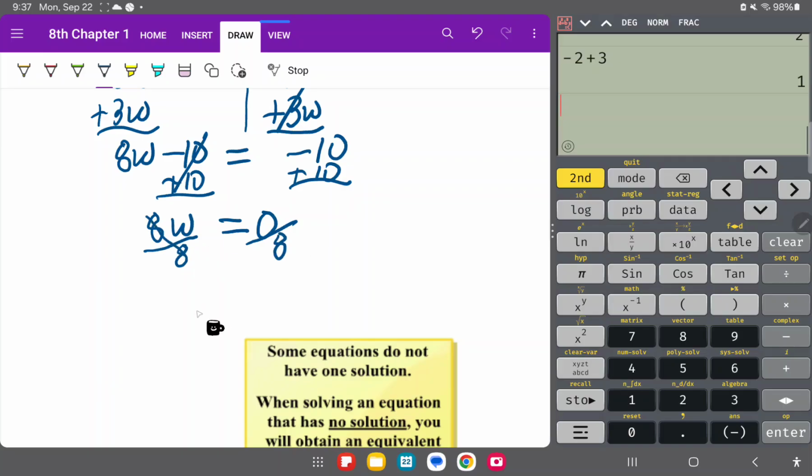So here, that cancels out. We're left with a W. That equals 0 divided by 8, which is 0. So that's our answer right there.